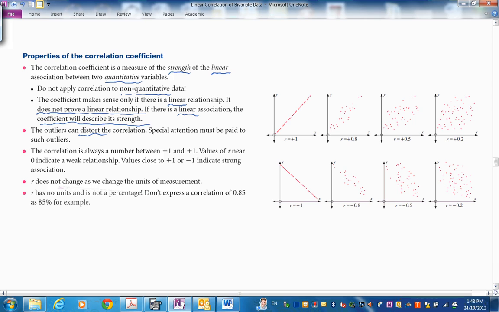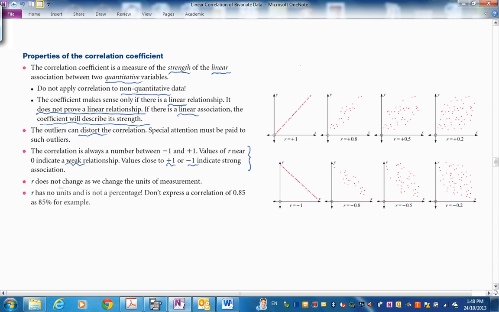We talked about the hybrid car as giving you a different reading. It's well apart from the main body of data, and we would probably exclude it and look at the pattern of the others. Now, this is what we're after. The correlation is always a number between -1 and 1. Values of R near naught indicate a weak relationship, no significant correlation or association. Values close to 1 or -1 indicate strong association.